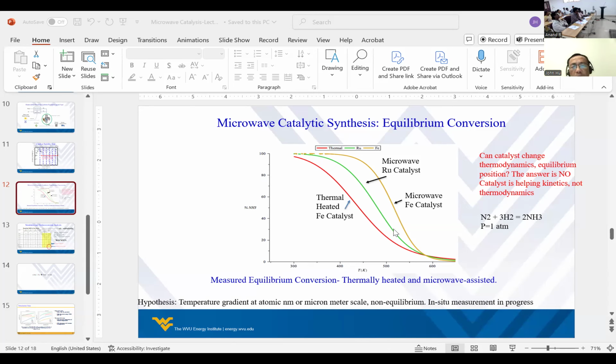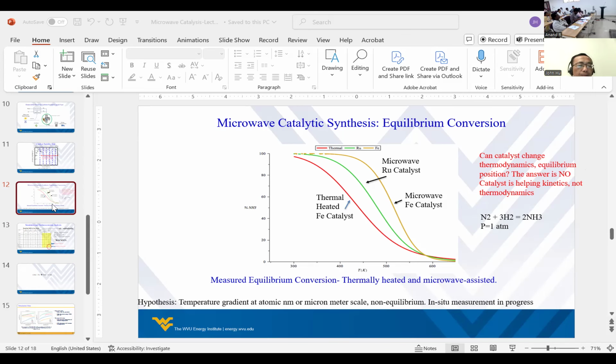So yesterday we talked about this curve, so-called why on the microwave when you use the catalyst, the different curves. So on the right hand side, if you can see it, my question is, can catalyst change the thermodynamics equilibrium position? The answer is no. But why do we have 3 curves? So basically, this tells you when microwave interacts with the surface.